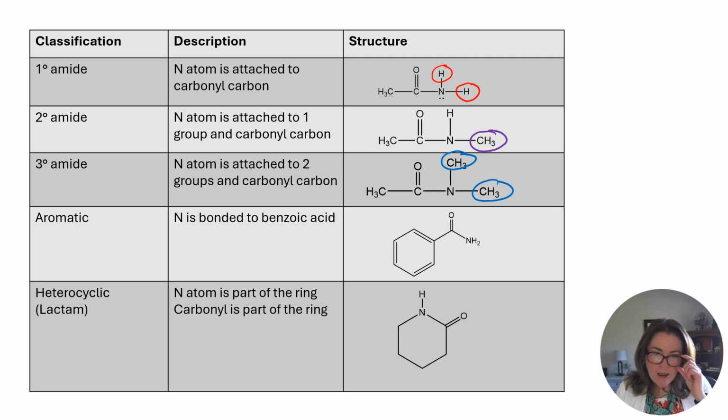I can also have aromatic amides. This is where your nitrogen is bonded to a benzoic acid. So right here, that carbon is my carbonyl carbon, and I have an amine, nitrogen, attached there. Or I can also have a heterocyclic, where the nitrogen is actually part of that ring. And so this is going to be my group right here.